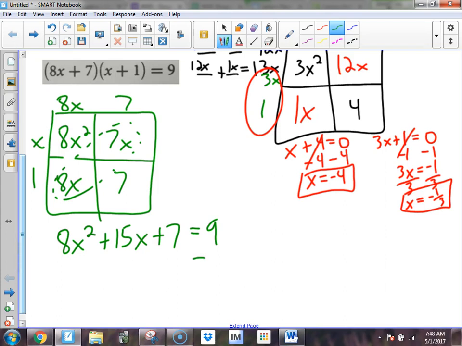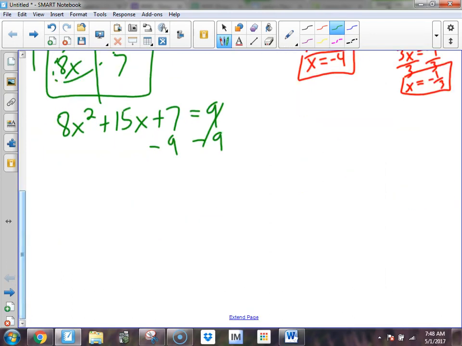The left-hand side, we multiplied, and that's still equal to 9. We still want equal 0. So I'm going to subtract 9 to get equals 0. That's 8x squared plus 15x minus 2. Now let's check and see. Is there anything that I can divide up here? Is there a number that can go into 8, 15, and negative 2 other than just 1? Nothing. Okay, there isn't anything that's going to simplify this, make it a little easier, smaller numbers to work with.